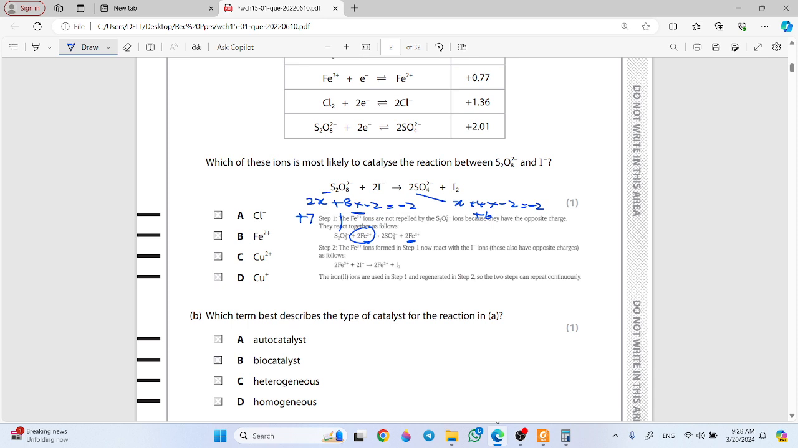Thereafter in the second step, this I minus converts into I2. In that case, this Fe3+ is reduced to Fe2+. That's what happens, right? So here you have to learn these two equations by heart because they may ask to write the equations as well, right? So the answer would be Fe2+. So here it is straight away the answer, right? Okay.